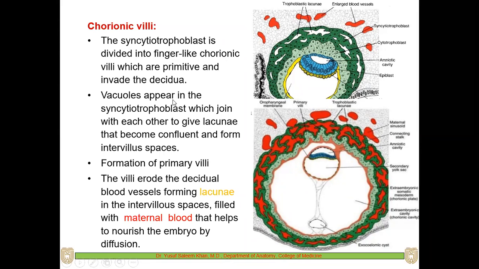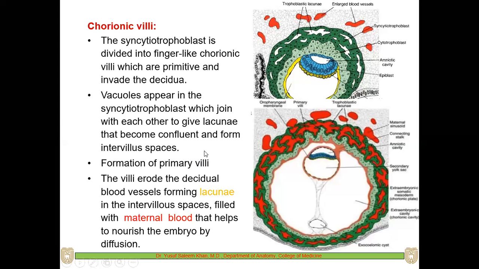Now there will slowly be formation of vacuoles. If you see here, small spaces called vacuoles appear in the syncytiotrophoblast. They start appearing and join with each other to give lacunae. So now these are called vacuoles. Now they are called lacunae, spaces that become confluent and form the intervillous space. So they all join together to later form the intervillous space. We will talk about that. So these vacuoles, or lacunae spaces, are formed in between these finger-like projections of the syncytiotrophoblast.